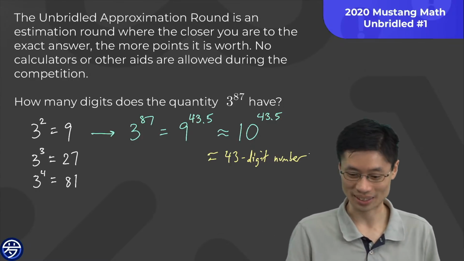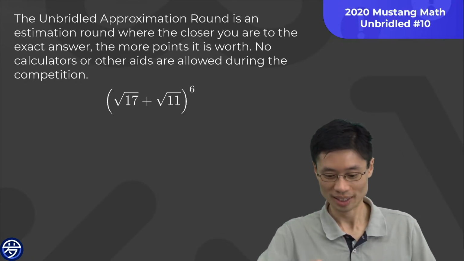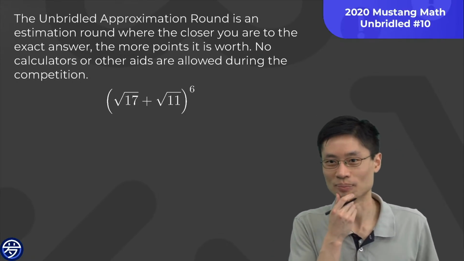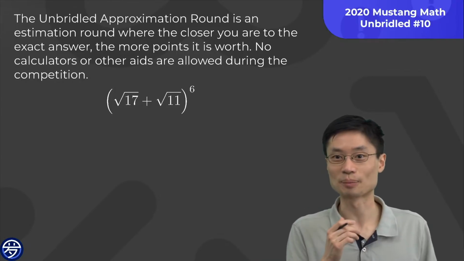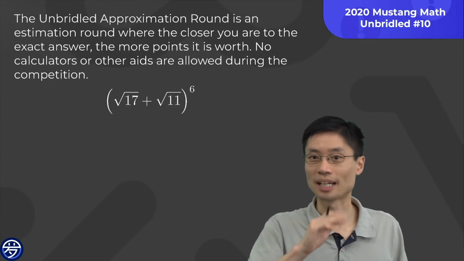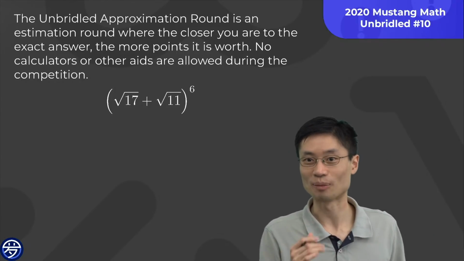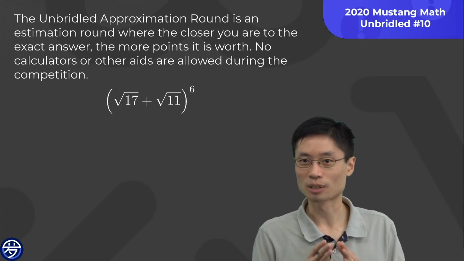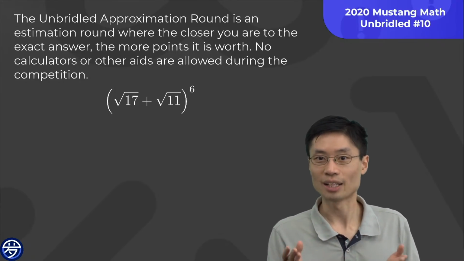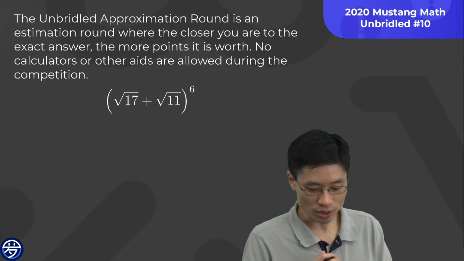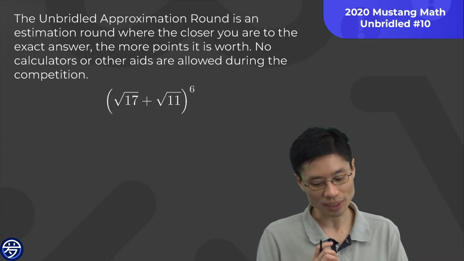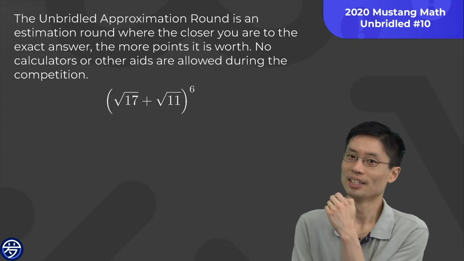I'm curious what the next question says. Oh, more approximations. And this is now question number 10. This must be hard. And don't type the answer into the chat because I don't want anyone to tell me what it is. Okay, so we're supposed to get as close as we can, and we can't use calculators. And we need to do square root 17 plus square root 11 to the power 6.